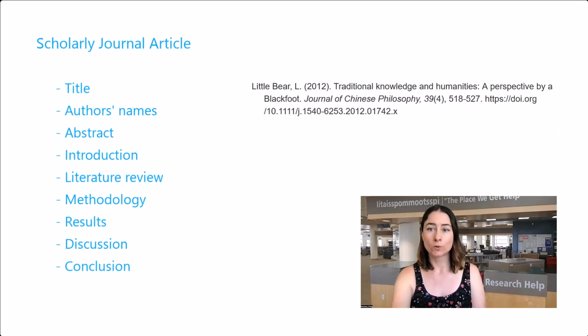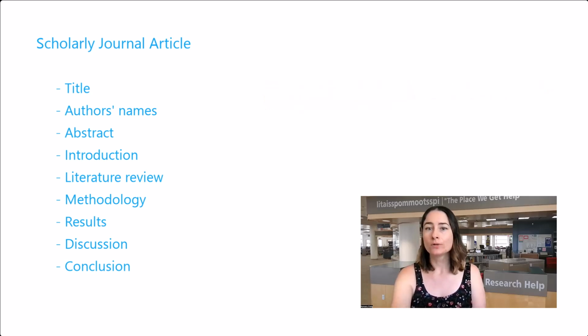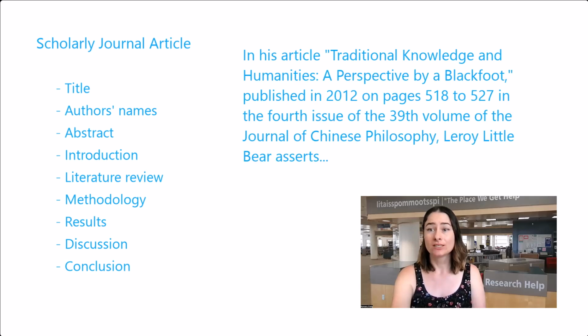In order to find a source, one needs many pieces of information, such as the title, author, date of publication, title of the journal and journal volume and issue numbers, and so on. If one were to include all of that information within the body of a sentence, it would be very hard to read that research article, as all those details would be repetitive and distracting.